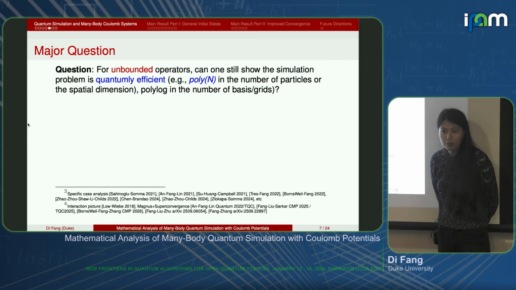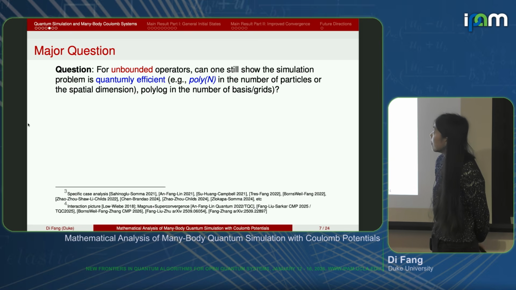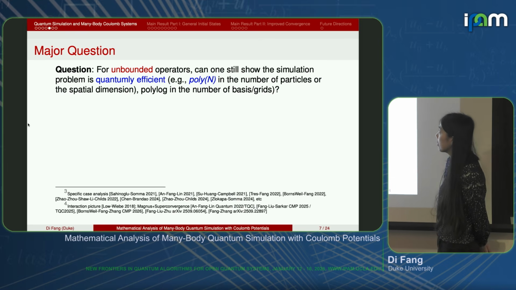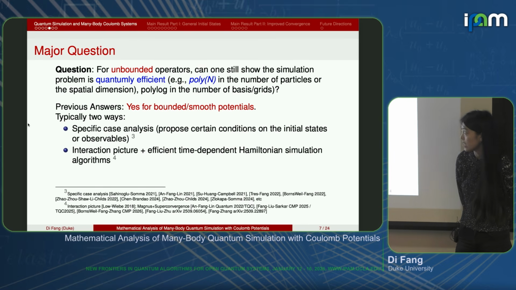So the major question I would like to consider is: for unbounded operators, can we still show that the simulation is quantumly efficient, in the sense that the approximation error is polynomial in the system size, or polynomial in the spatial dimension if you are dealing with a PDE setting, or polylog in the total degrees of freedom for the numerical discretization?